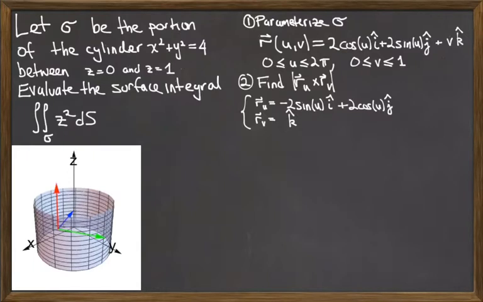For v, the analogous thing: this has no v's in it, this has no v's in it, and this term will be 1 when I differentiate, so the derivative with respect to v will be k.